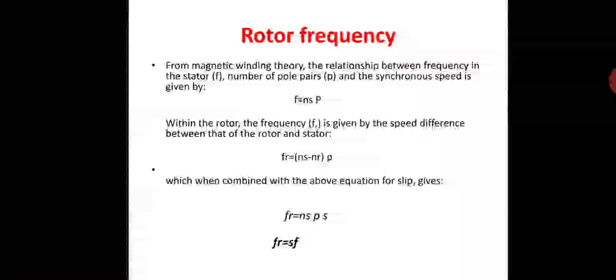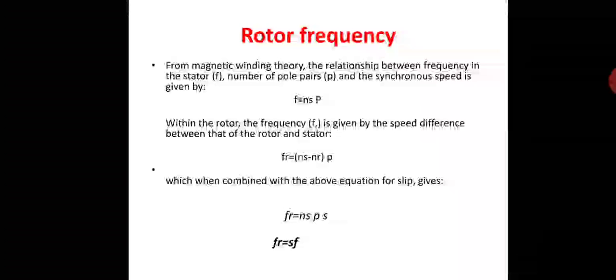Let us see the relation between the slip, rotor frequency, number of pole pairs and synchronous speed. First we write the stator frequency F is equal to Ns into P, where Ns represents the synchronous speed of the stator rotating magnetic field. Next, Fr, the rotor frequency, is equal to (Ns minus Nr) into P. Here Ns minus Nr is the slip speed, and Nr is the rotor speed of the induction motor.